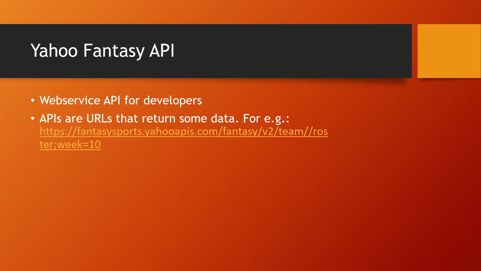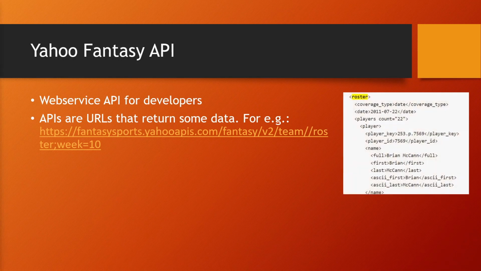In terms of Yahoo Fantasy API, below is an example of such a URL which allows you to retrieve the list of players on the 10th week of the season. Calling this web service API will return data similar to what you see on the right of the screen, which contains the list of players in your team for that week. But don't get me wrong, that URL is not the only thing that you need. There are still some things that are needed, which include authentication and initialization.